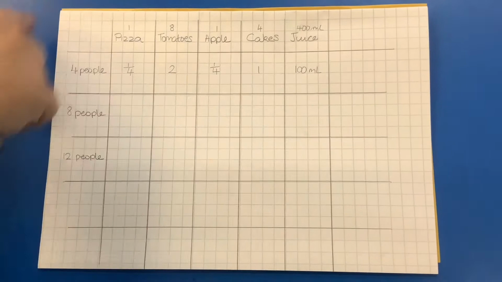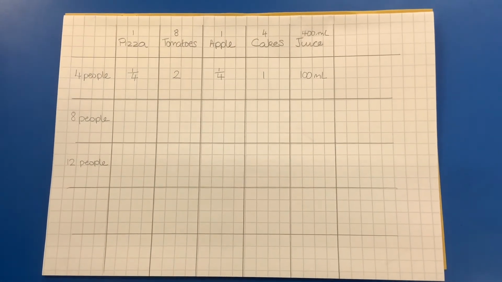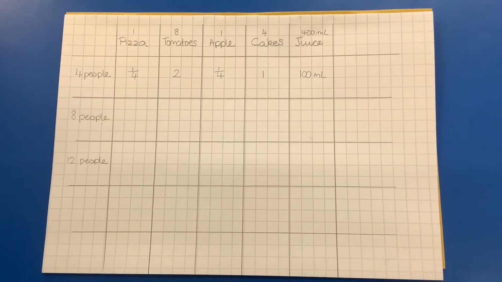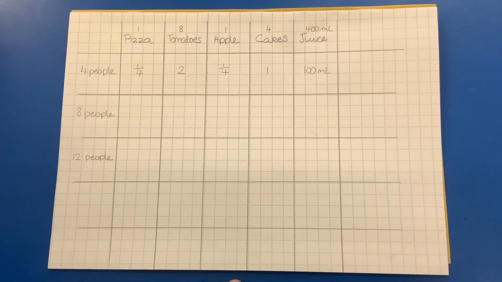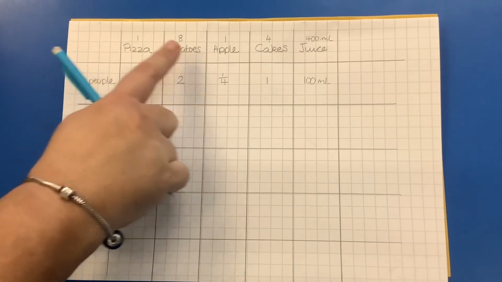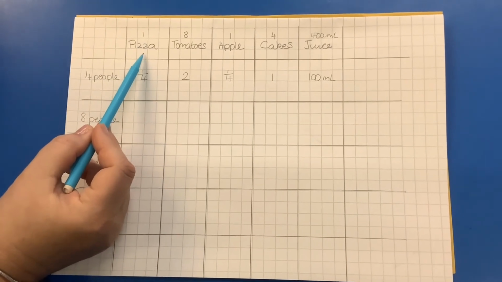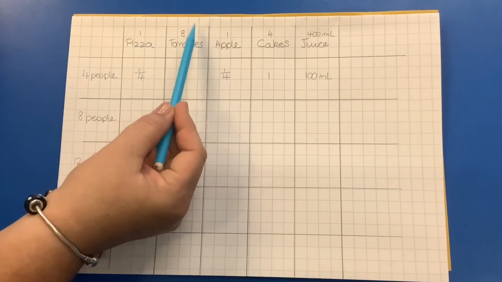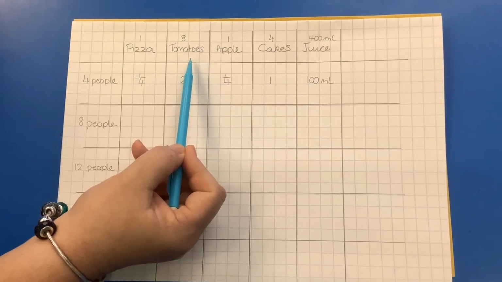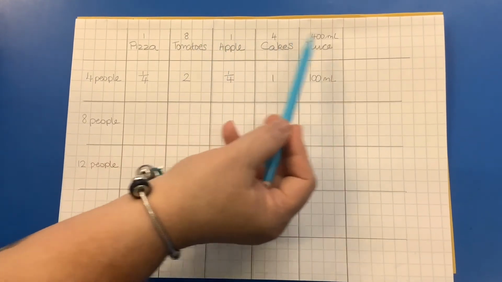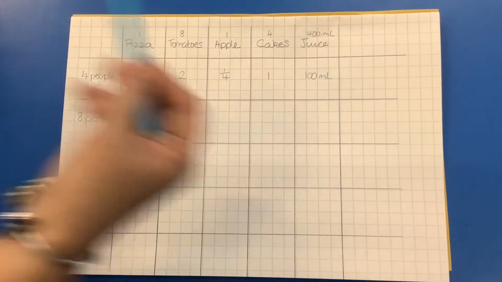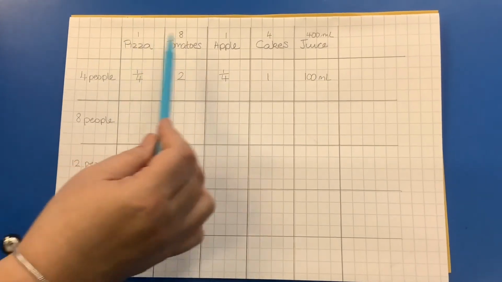So I've done this based on my feast that I created at home. You may have created a different feast. If you have, put up here what you used. So maybe if you had 1 sandwich, you can put that up. Maybe you had grapes instead of tomatoes, you could put that up. You would write up there what you had. Maybe you had milk instead of juice. So you could write up there what you had.